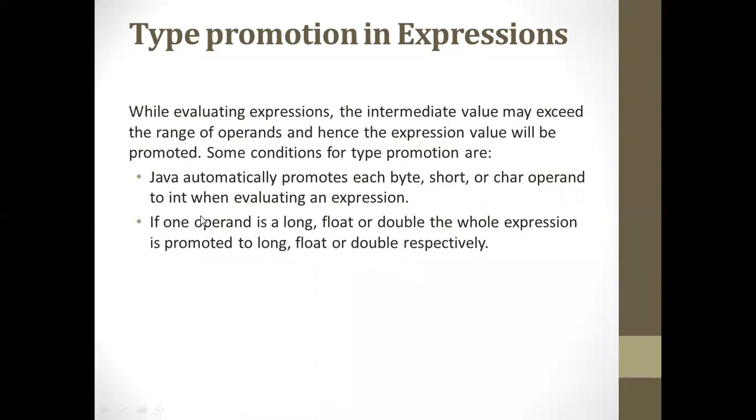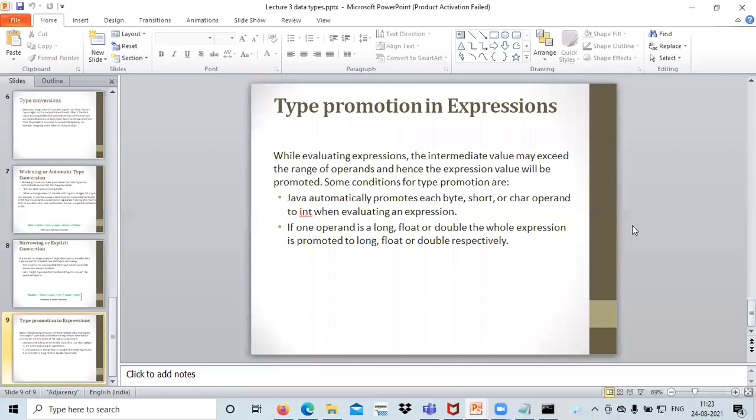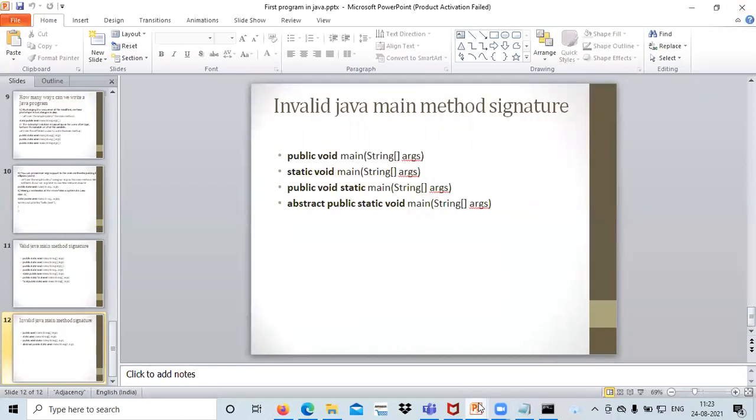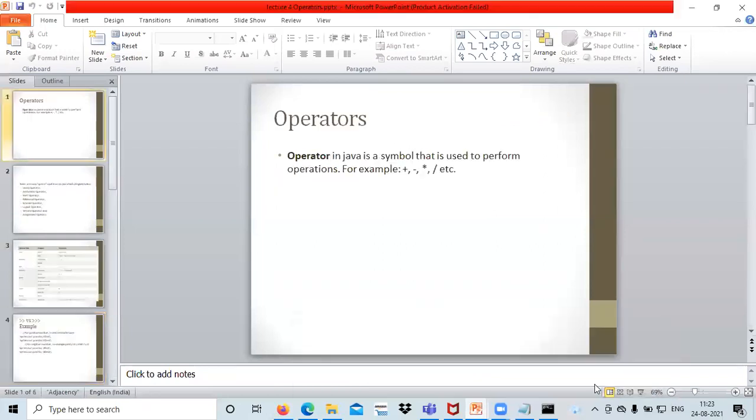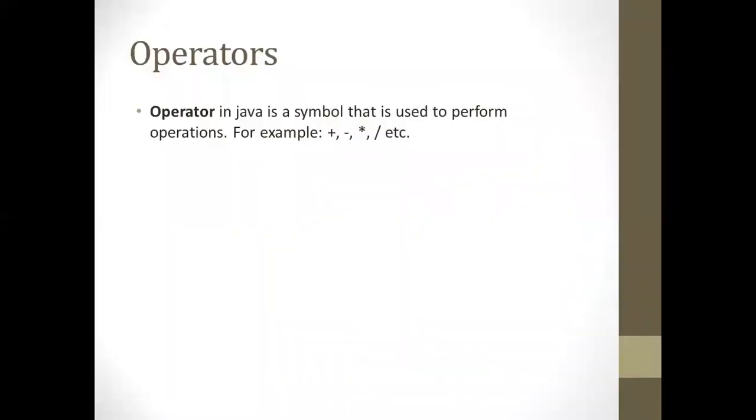The next topic that we will be discussing is the different operators we have. Operators are an important part of any language, because they define what type of operations you can perform in that particular language. An operator in Java is a symbol that we use to perform some particular operation.